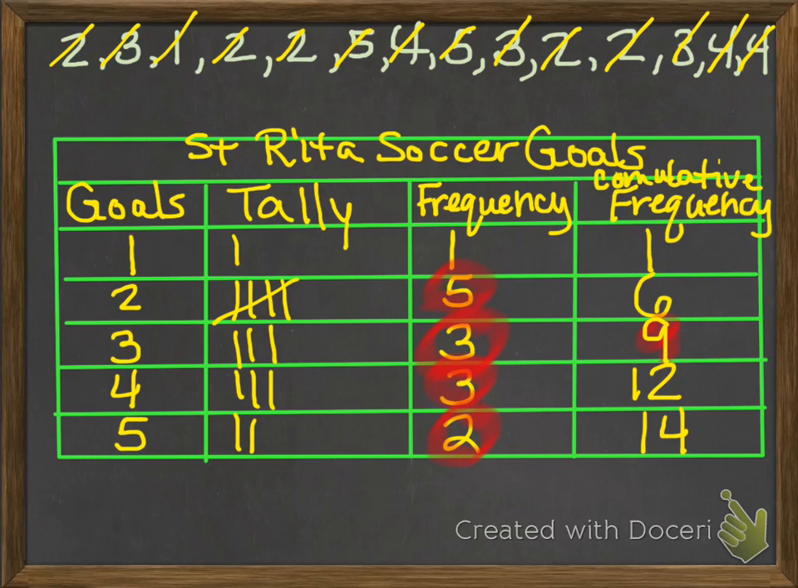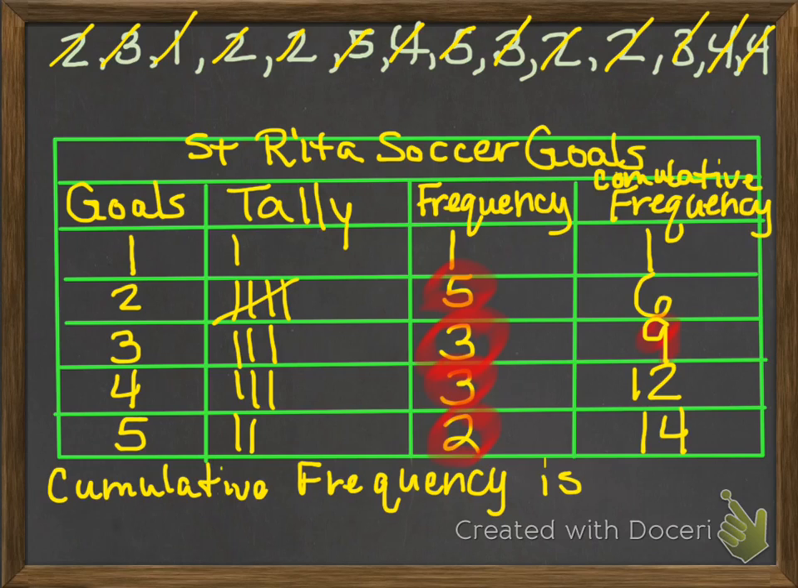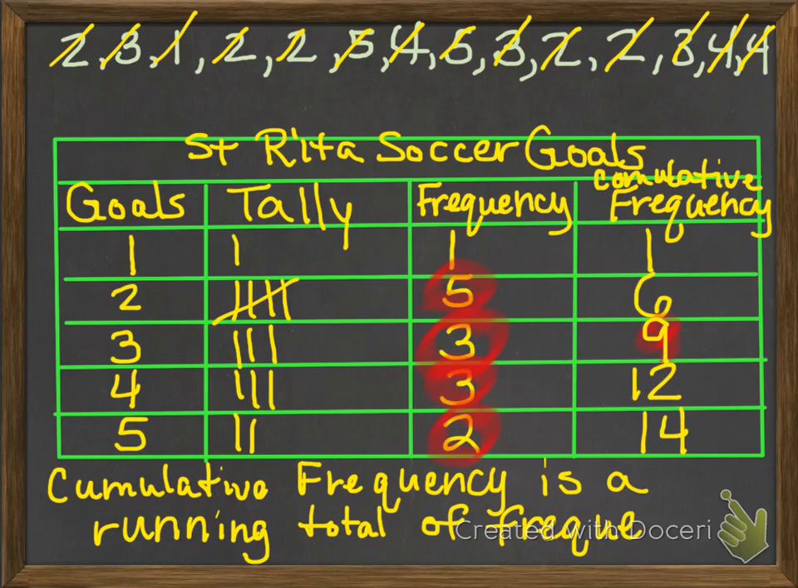Okay? And the frequency of goals scored. So the cumulative frequency is a running total of the frequency. I'm adding up as I go. Okay? Let's go ahead and look at another example.